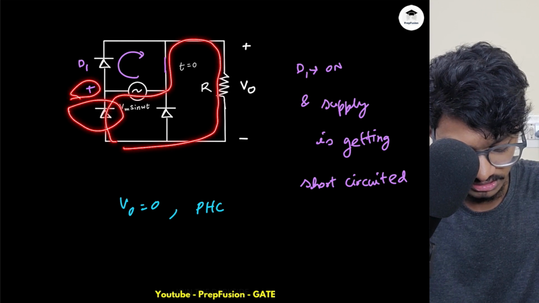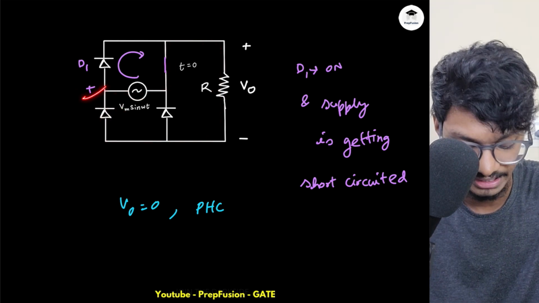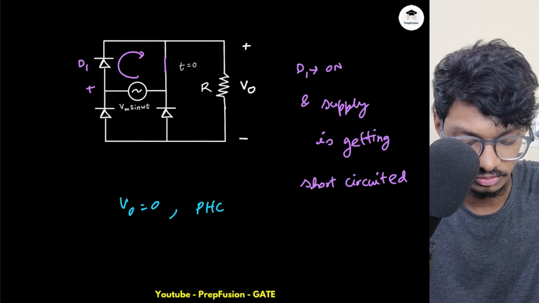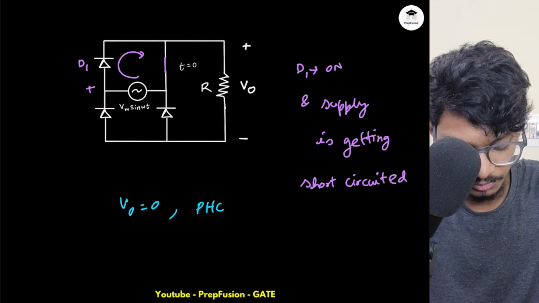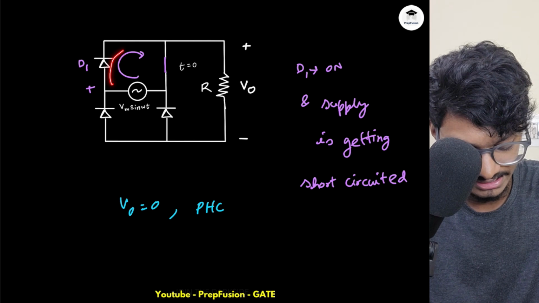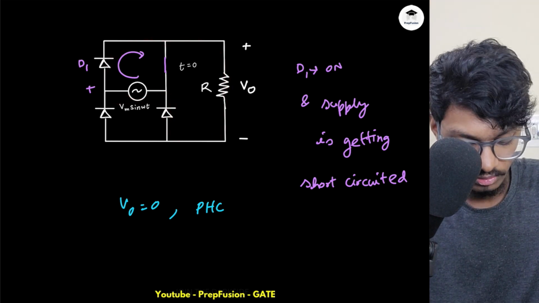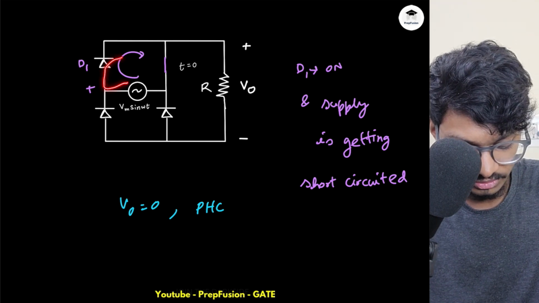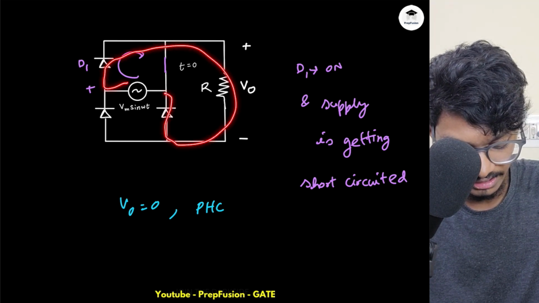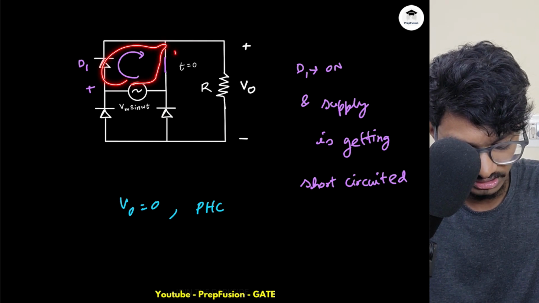Because plus is here, this diode will be off anyway, because this is higher potential and the cathode is connected to the higher potential, so this will be off. So current can possibly flow only in this direction, in this path. Now the problem is, if current wants to flow in this path, it already has this path to flow. This is the least resistive path.